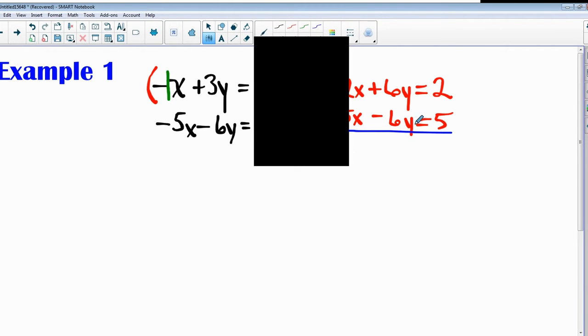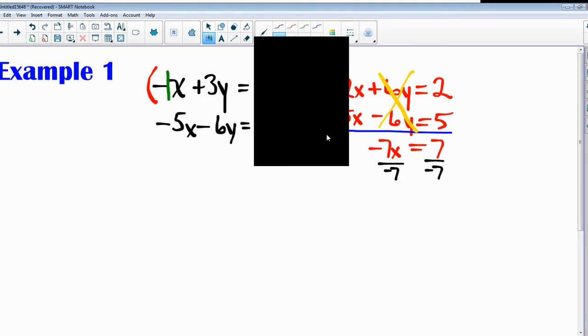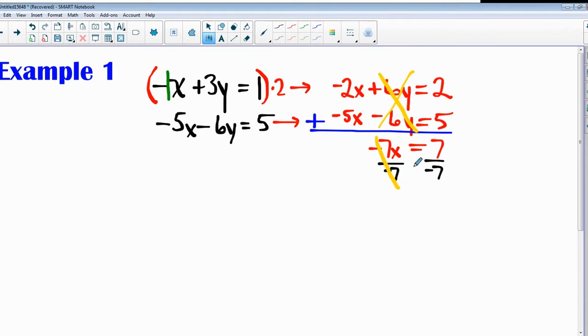So we'll cancel those. Those do make 0. And now -2 plus -5 is -7x. And then 2 plus 5 is 7. We can then solve for x by dividing by -7. The -7 divided by -7 becomes 1, so we can say they cancel because 1x is just x. And 7 divided by -7 is -1. All right, awesome. So we've got the first part of our answer, -1.